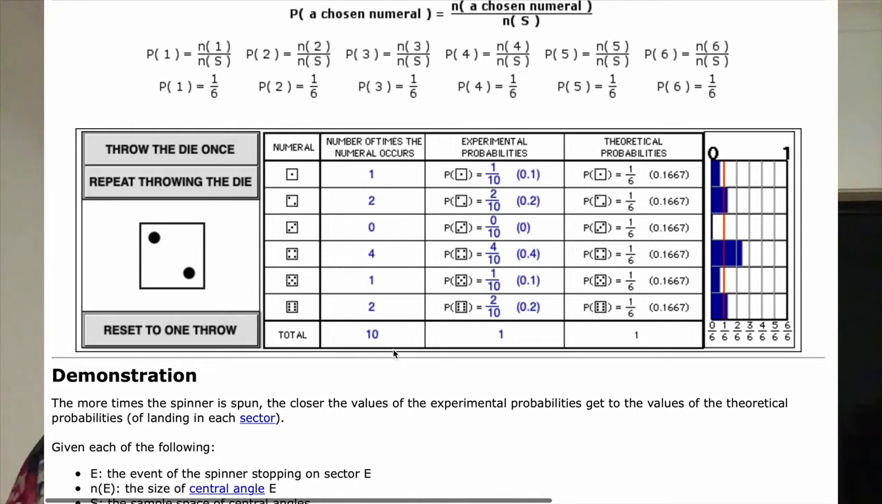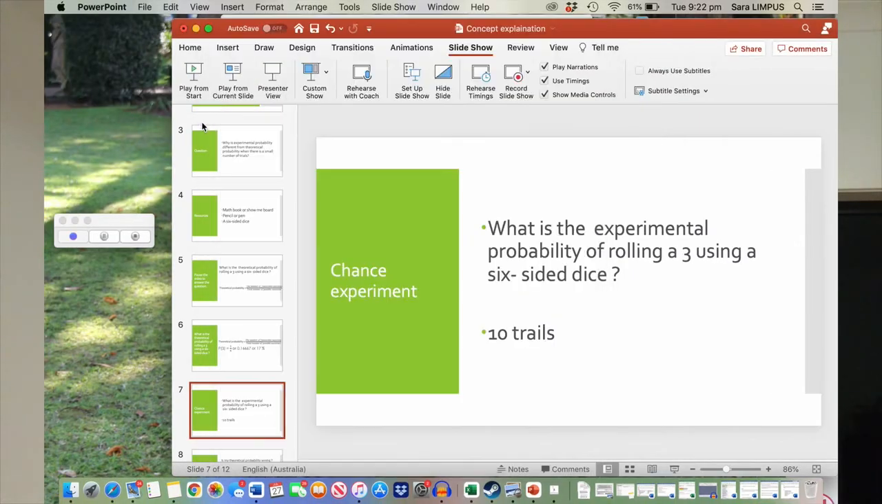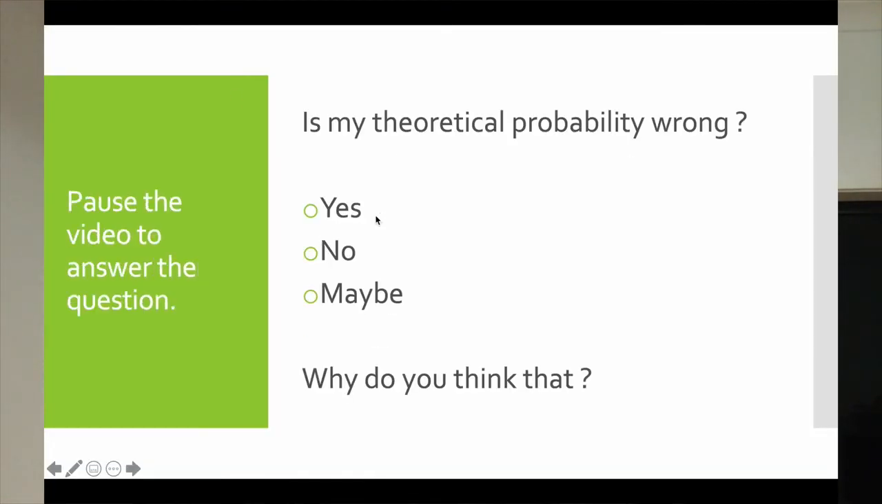0 out of 10? What? So for 10 trials, in none of those trials did we roll a 3. So our experimental probability is 0 out of 10. However, our theoretical probability was 1/6. So why is it 0 out of 10 when our theoretical probability was 1 out of 6?